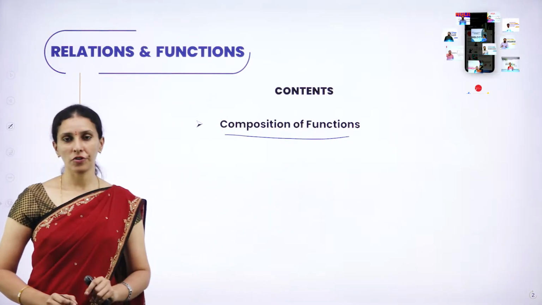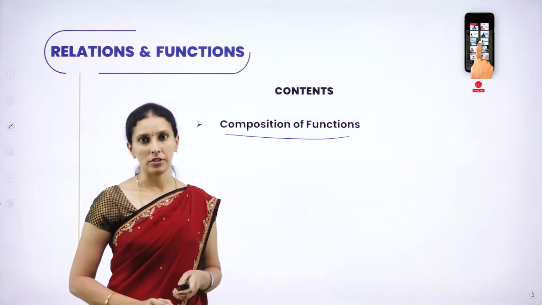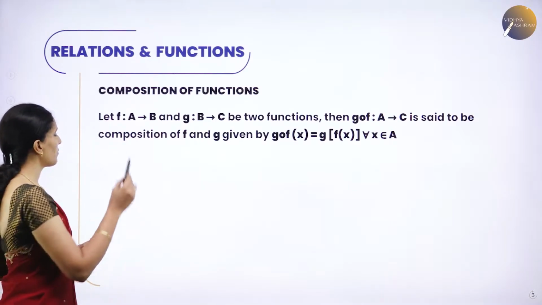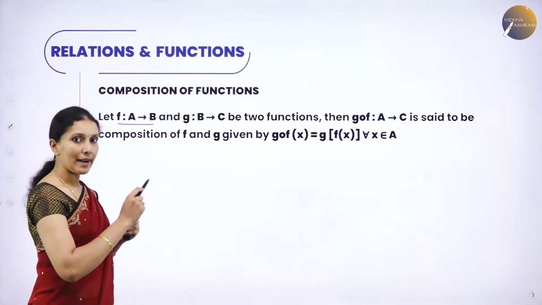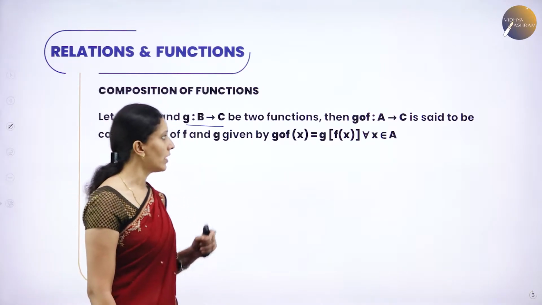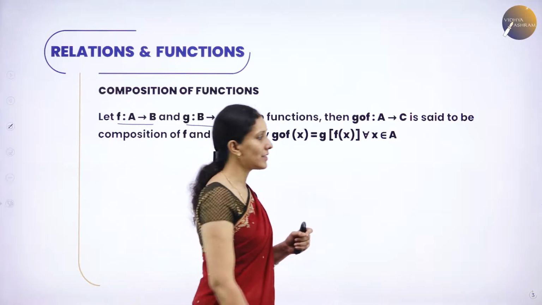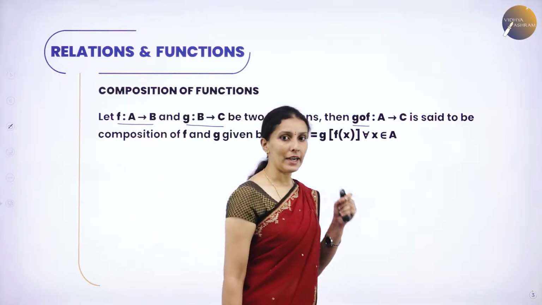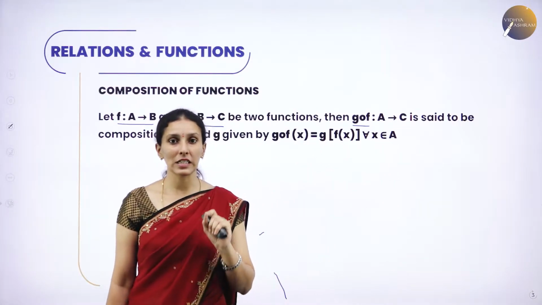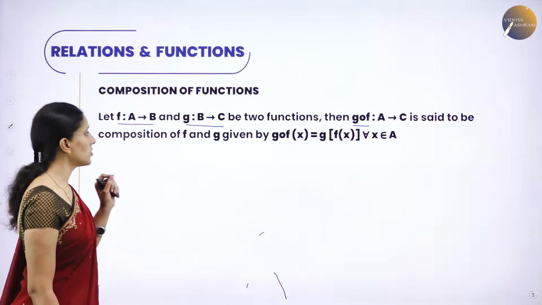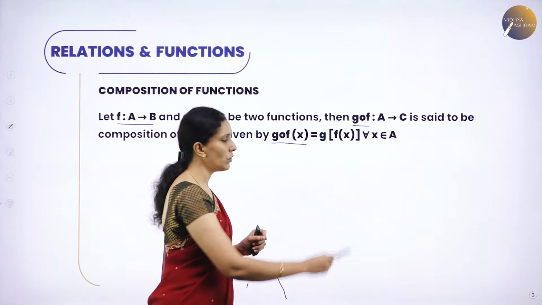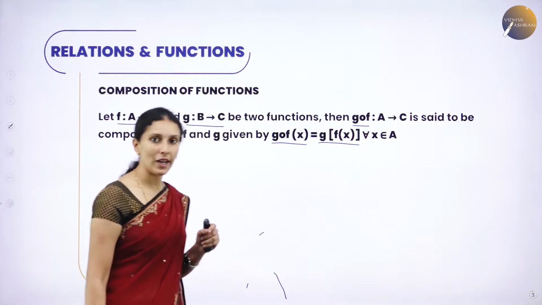What is composition of a function? A function of a function. So let's study the definition of composition of functions. Suppose we have a function from A to B and another function from B to C. They are the two functions. Then the composition of a function is denoted by g naught f, and it is defined from set A to set C. It is said to be the composition of f and g, given by g naught f of x is equal to g of f of x for all x belongs to A.